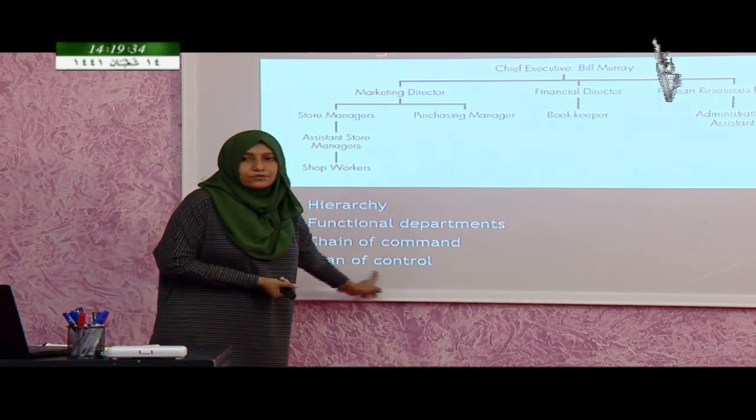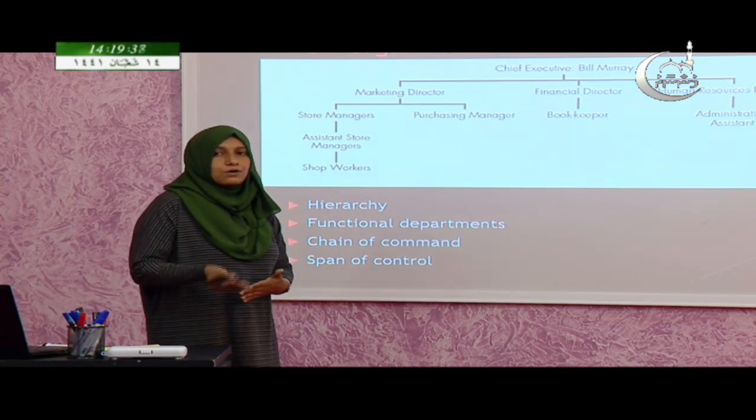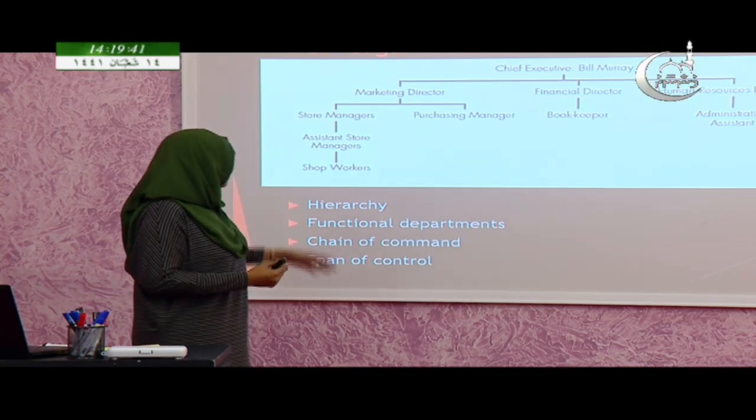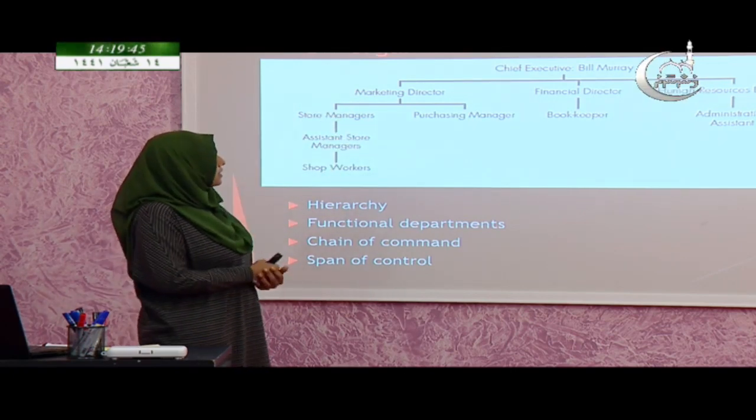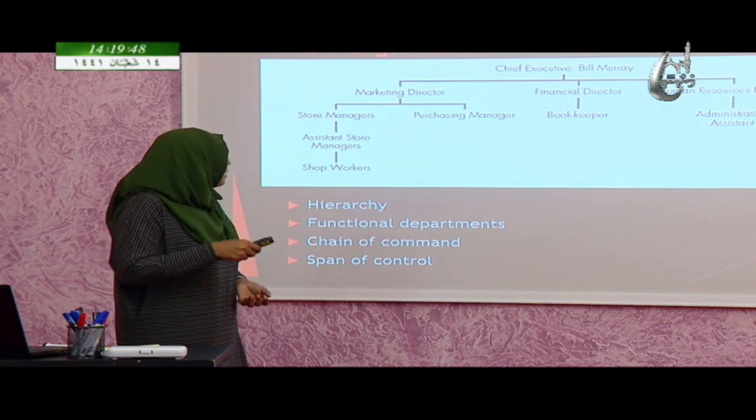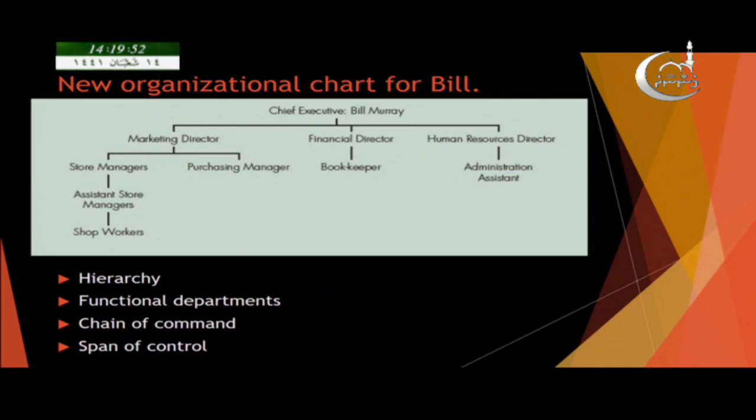The last one is span of control. Span of control is the number of subordinates who are working directly under one manager. Remember, directly they are working. For example, students, can you tell me the span of control of marketing director? It won't be shop workers, isn't it? Because marketing director is not directly controlling these shop workers. He is directly controlling store manager and purchasing manager. So, when you are asked to write this span of control, you have to make sure that whether that director or manager is controlling those employees directly or not. So, the span of control of this marketing director is store manager and purchasing manager. Understood? It is clear, isn't it?